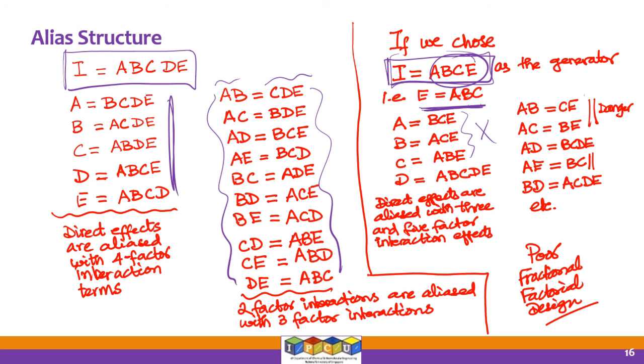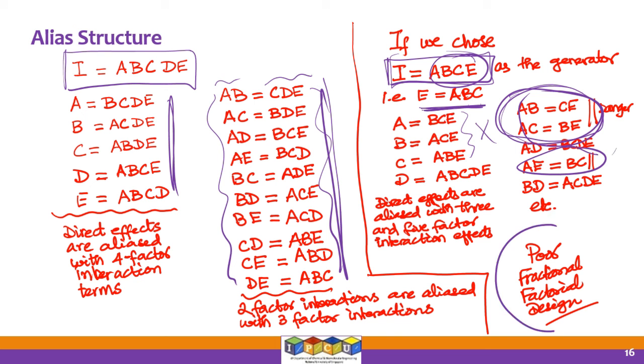First, what you have here is the 2-factor interaction terms are aliased with other 2-factor interaction terms. That can be dangerous as well. Okay, so this is better than this. So I call this a poor fractional factorial design. This is a better or the best fractional factorial design.